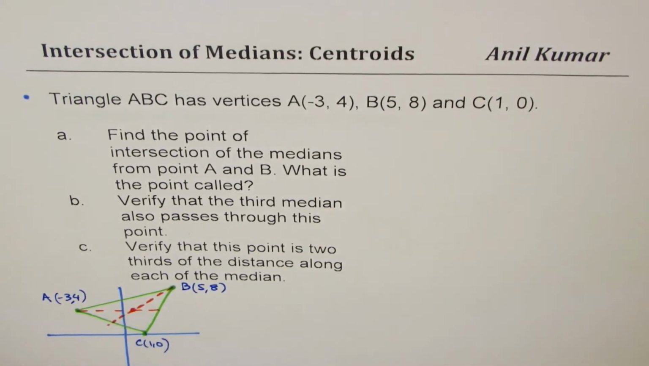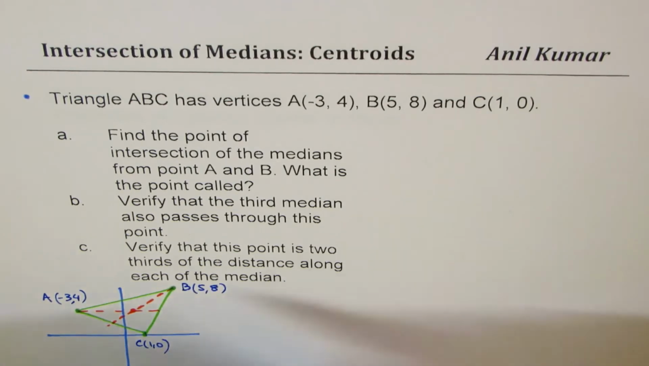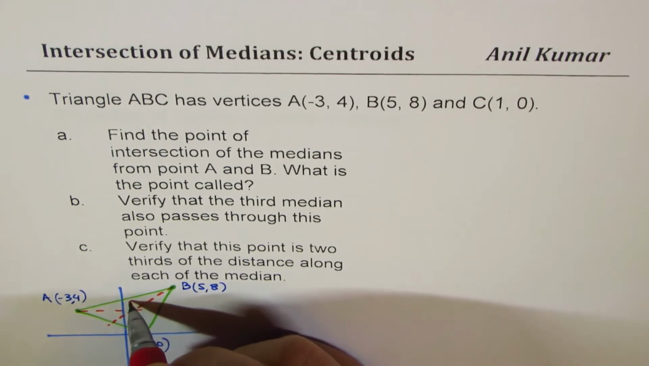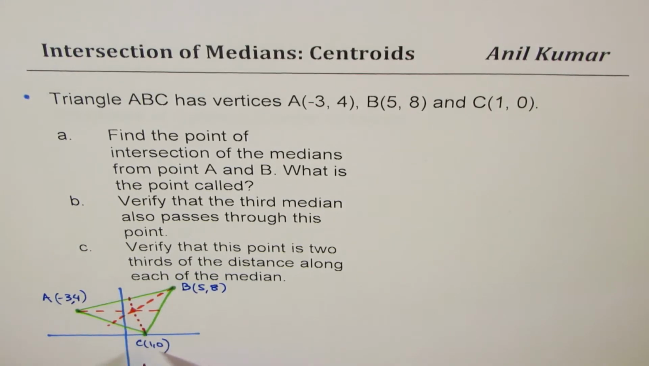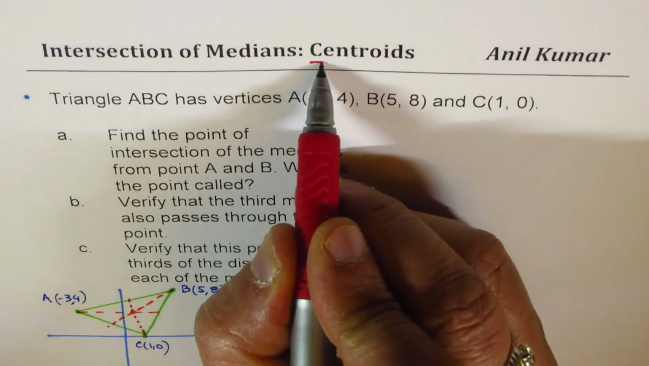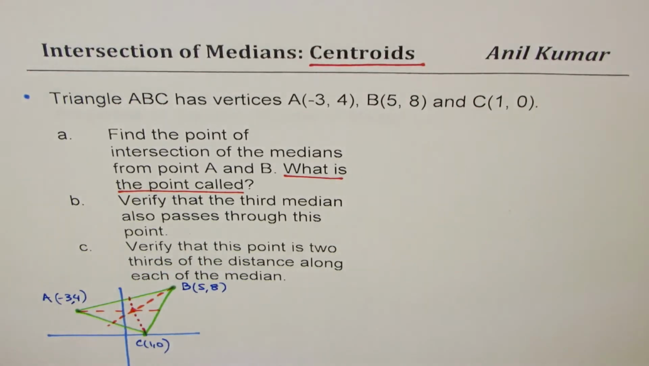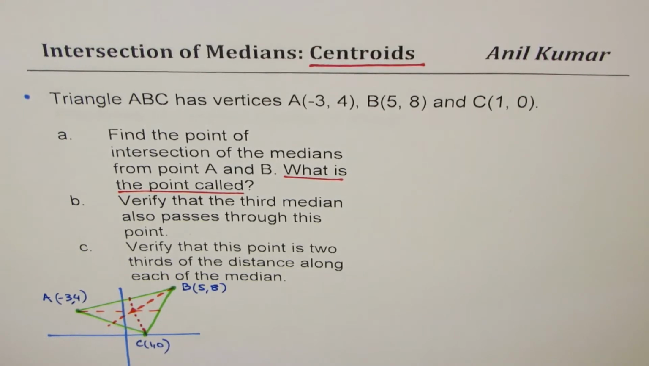And as you can see, somewhere in between, it is going to intersect. We need to find this point of intersection. As you know, all the medians will go through one point. So this median will also go through this point. We'll verify this. And this point is called the centroid, which is part A of our question, right? So the centroid is the point where all the medians intersect. Now let us see how to find the equation of these medians and then the point of intersection.